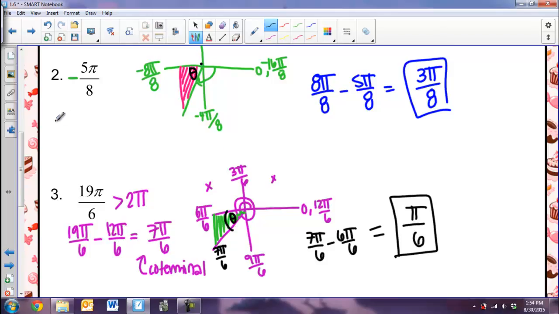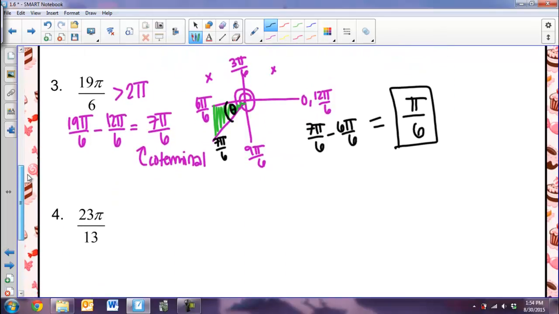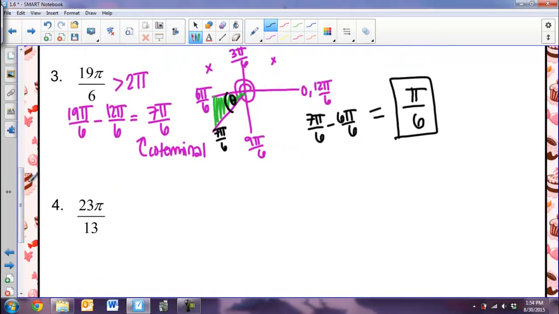Okay, again, when you're bigger than 2 pi, you need to subtract, so that way you can find that coterminal angle, which is what we did right here. We sketch it, we figure out how close it is to the x-axis, and then we move on with our lives. Okay, we're going to do 23 pi over 13.